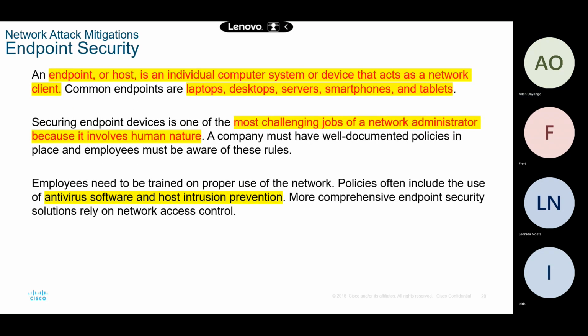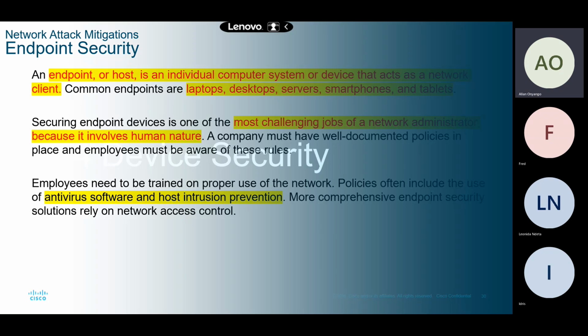Now, we have what is called endpoint security, and this is the biggest problem for every network administrator. How can we protect the end devices, the laptops, the desktop computers? Every administrator's most challenging job involves protecting the end devices, because the end devices are the closest to human beings, and human beings can be very funny sometimes. So they've tried to use antivirus software and some intrusion prevention software. It's never enough.